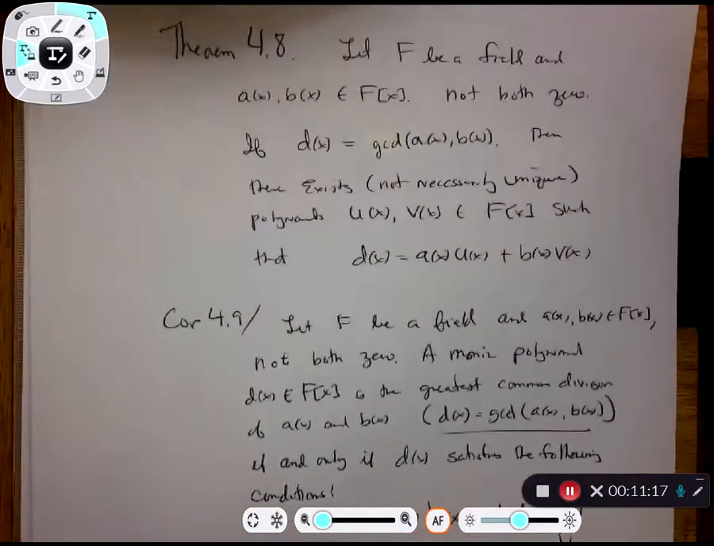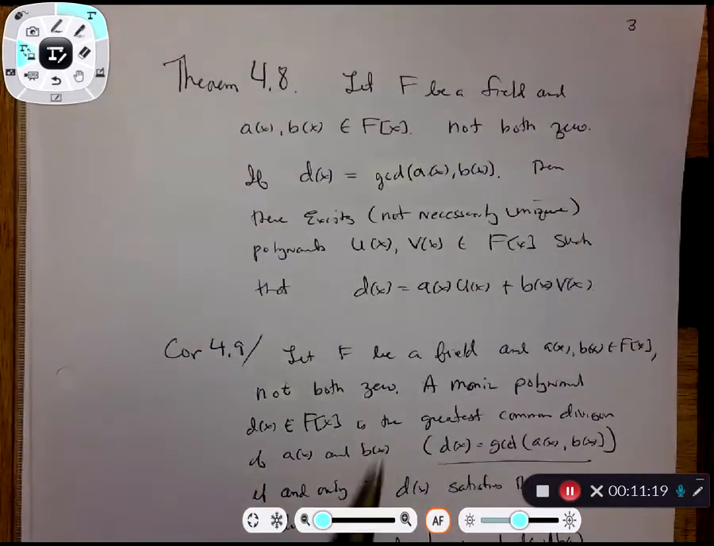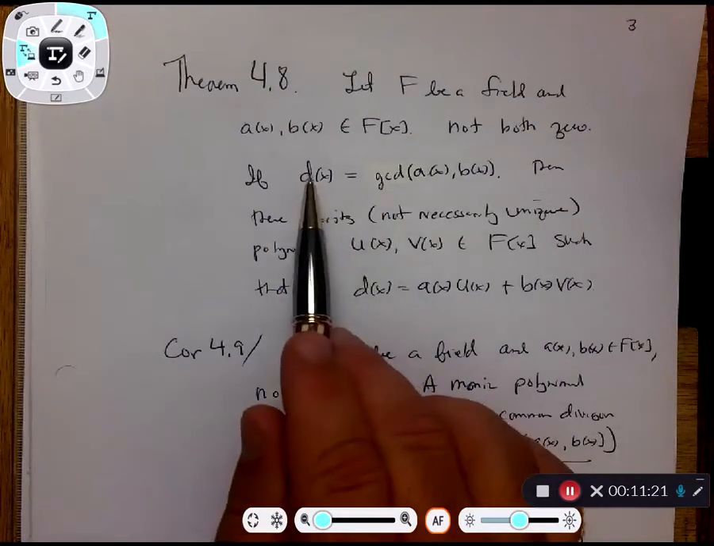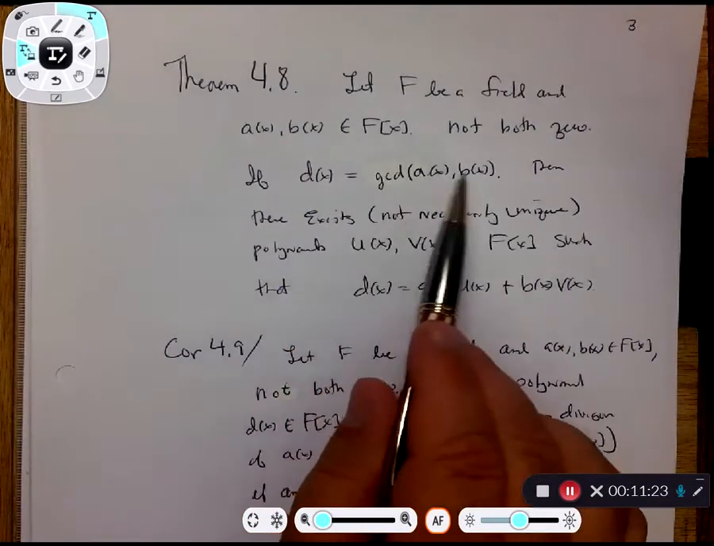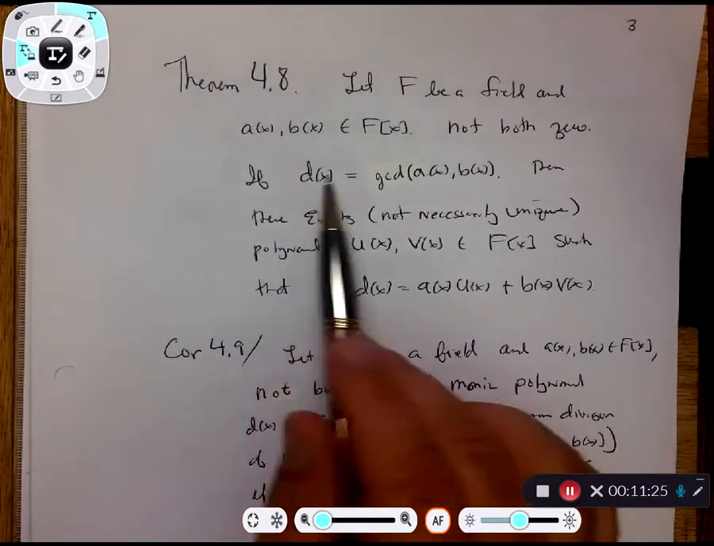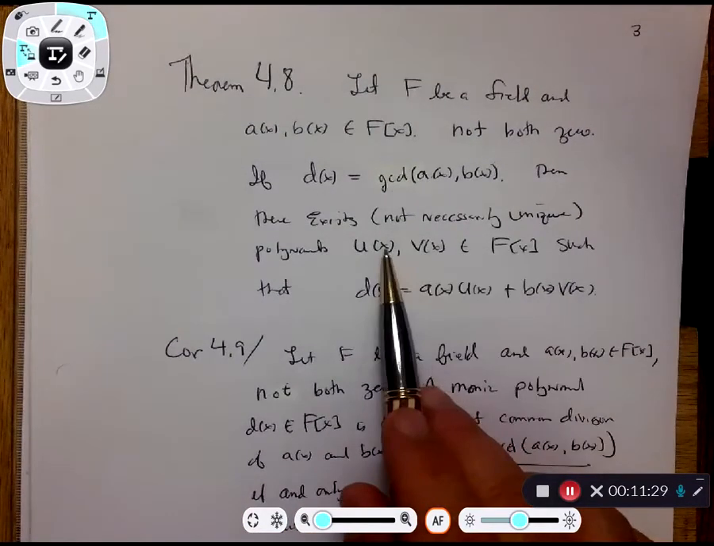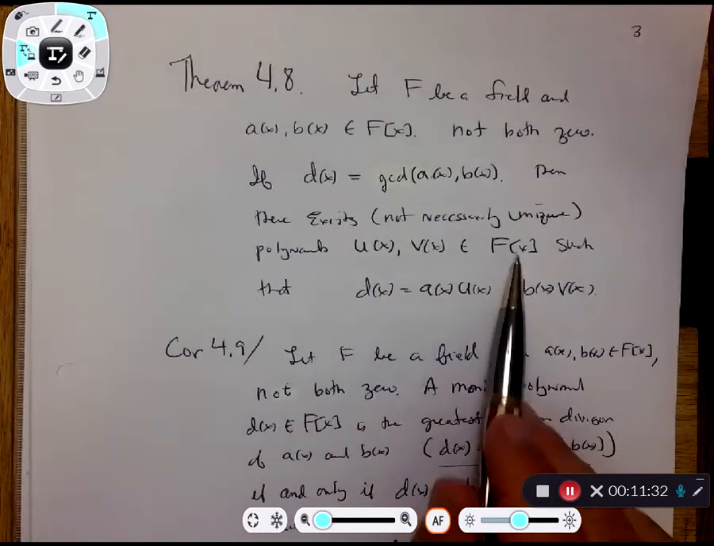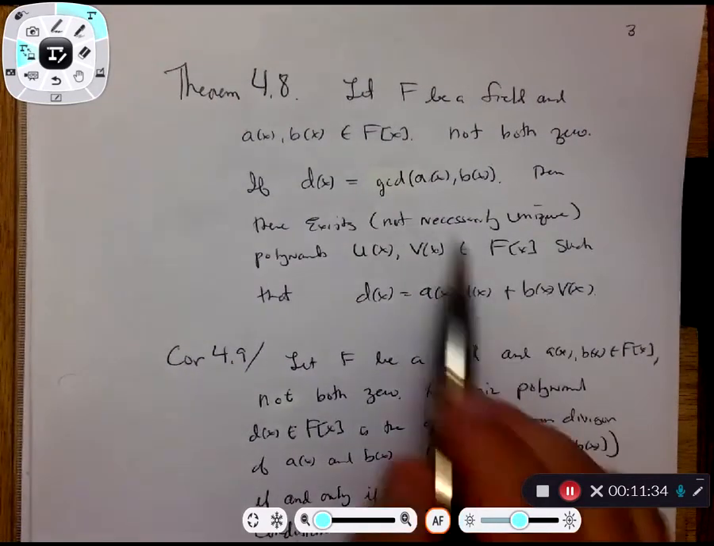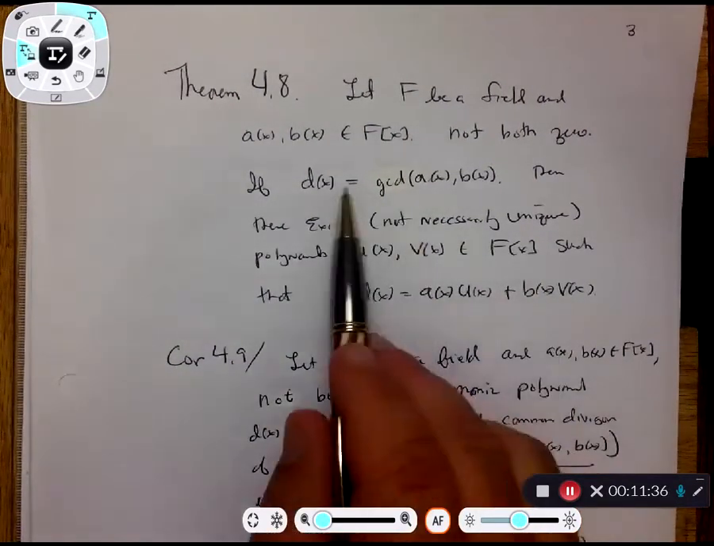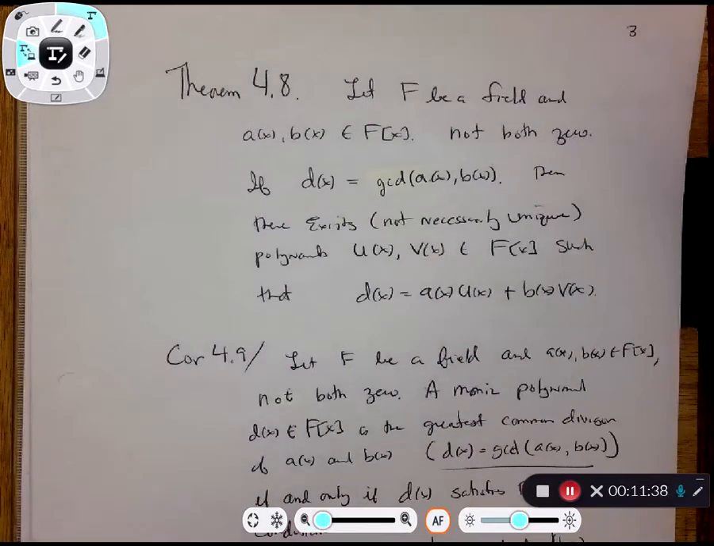Theorem 4.8 says this. It's a one-way implication. If you have a GCD of a and b equals d(x), you can get an equation out of it. If you got the GCD, there exist polynomials u(x) and v(x) in F[x] such that you have an equation. You can't go the other way. Just because you got an equation doesn't make what it's equal to the GCD.